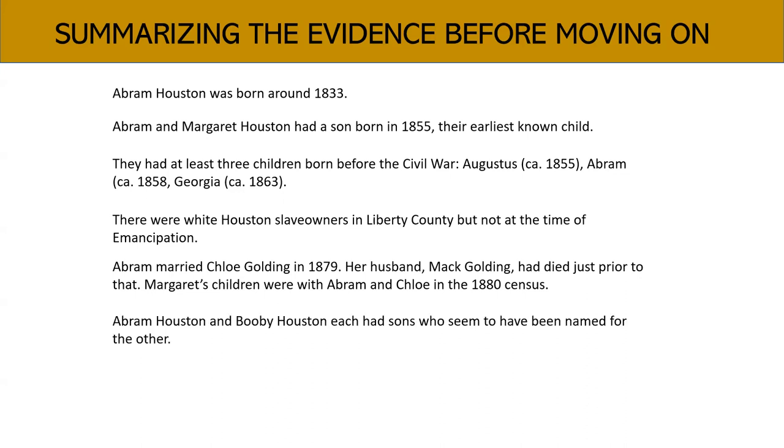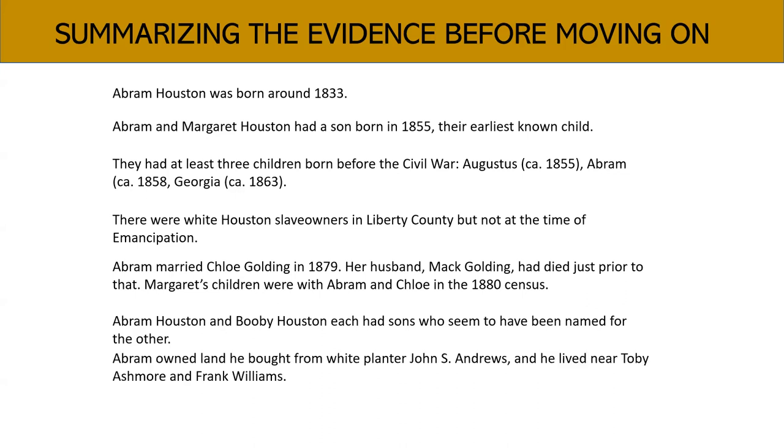Margaret's children were with Abram and Chloe in the 1880 census, which is another reason I think that she had passed away. Abram and Booby Houston both seemed to have sons who were named for each other. Abram owned land he bought from the white planter John S. Andrews, and he lived near Toby Ashmore and Frank Williams, who I know were both enslaved by my ancestors. Chloe was listed as a widow in the 1900 census, so looks like Abram had died by then.